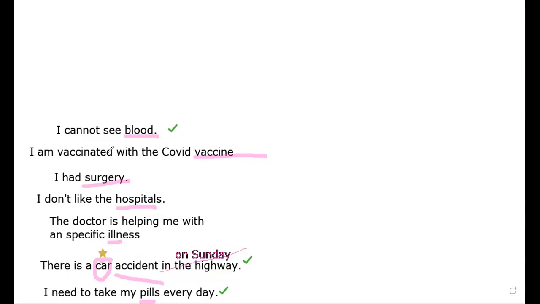Ok, entonces ya tenemos vaccine, surgery, hospital, illness. Enrique, your turn. So this is... Aquí está surgery, que es una cirugía. Hospital es como en Spanish. Illness, to be sick. O vaccine es como vacuna.